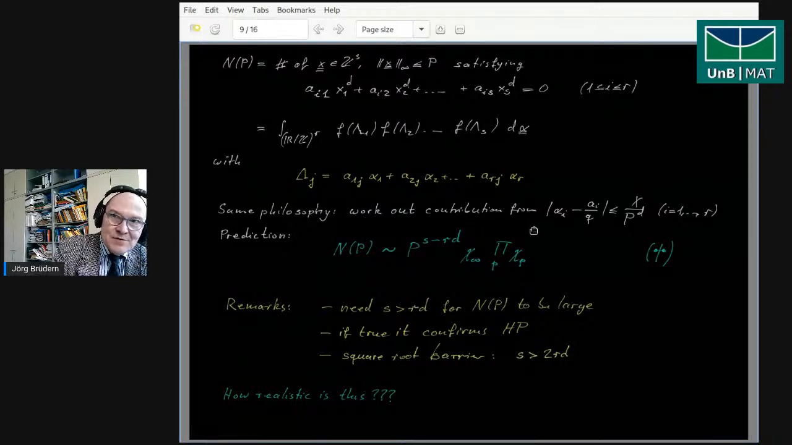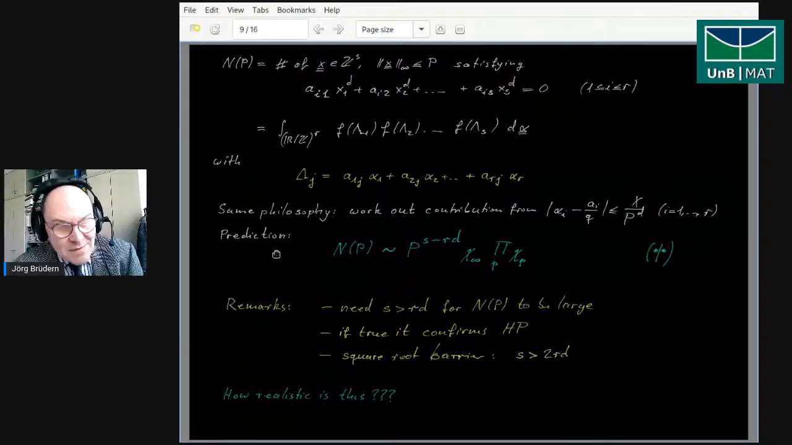We can work out the contribution that comes from small neighborhoods to rational points with the same denominator. The width is still the same, but remember now we have r such conditions. So the size of this box is now 1 over p to the r times d in volume, and therefore the size of n of p should be p to the s minus r times d. And then we see a similar product. And we remember this with this dagger here. That would be the prediction.